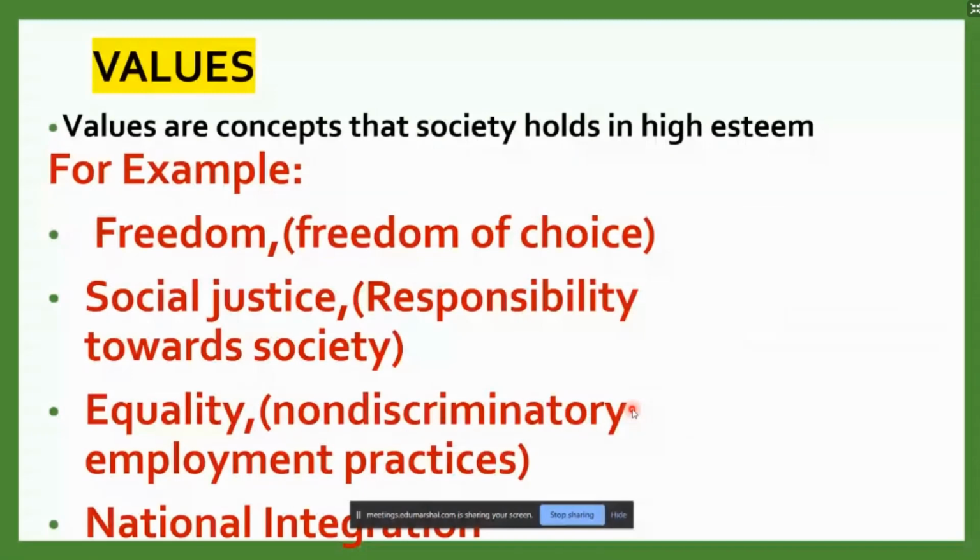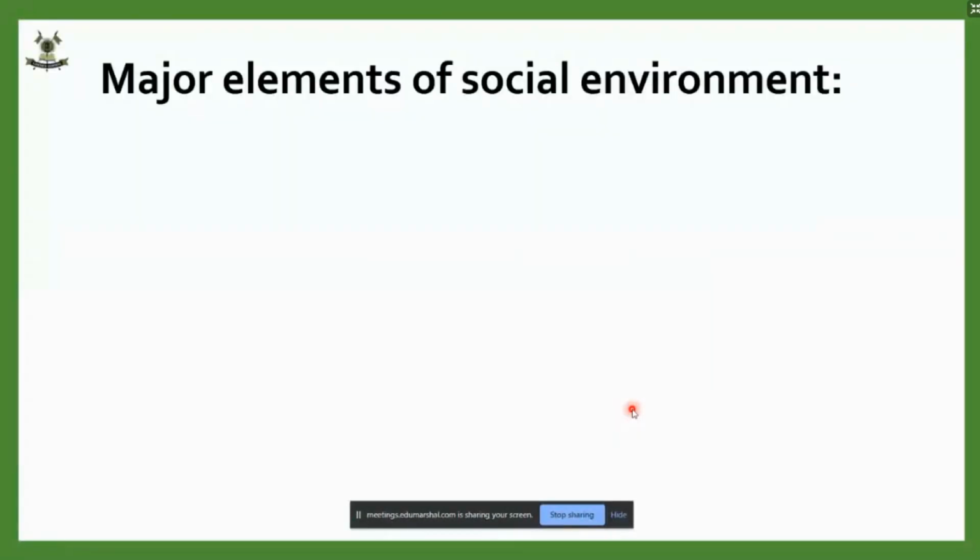Whenever you're giving jobs to the people in your business, you are not using any discrimination, there are non-discriminatory employment practices, and there is national integration. That is, you are not taking any religion into consideration while selling your things. So these are the words which are going to help you identify a social environment. We said that social environment is going to include these trends, traditions, practices, values, and society's expectations.